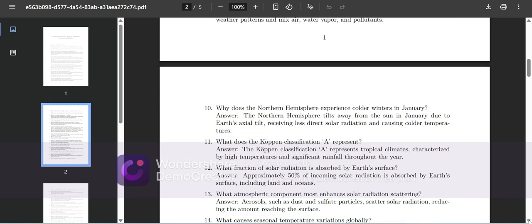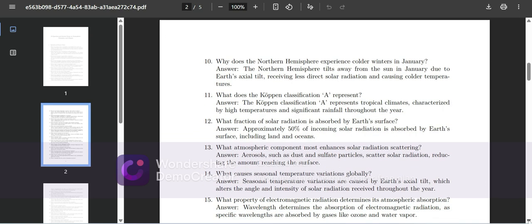Why does the northern hemisphere experience colder winters in January? The northern hemisphere tilts away from the sun in January due to Earth's axial tilt, receiving less direct solar radiation and causing colder temperatures. What does the Köppen classification A represent? The Köppen classification A represents tropical climates characterized by high temperature and significant rainfall throughout the year.